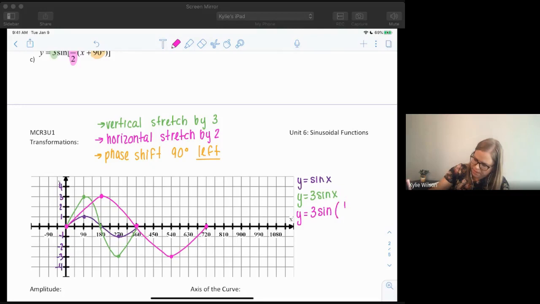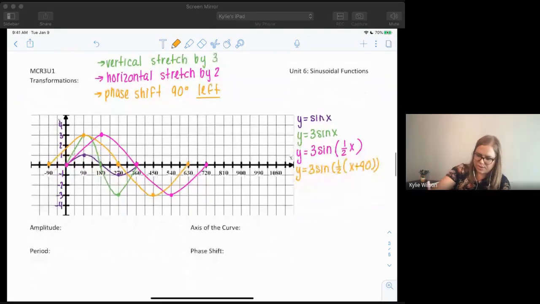Sine 1/2 x. There we go. And now let's do our phase shift. So we're moving everything 90 degrees to the left. So for 90 degrees, over 90, over 90, over 90. There we go. So that would be our last one. There we go. So that would be our final answer.